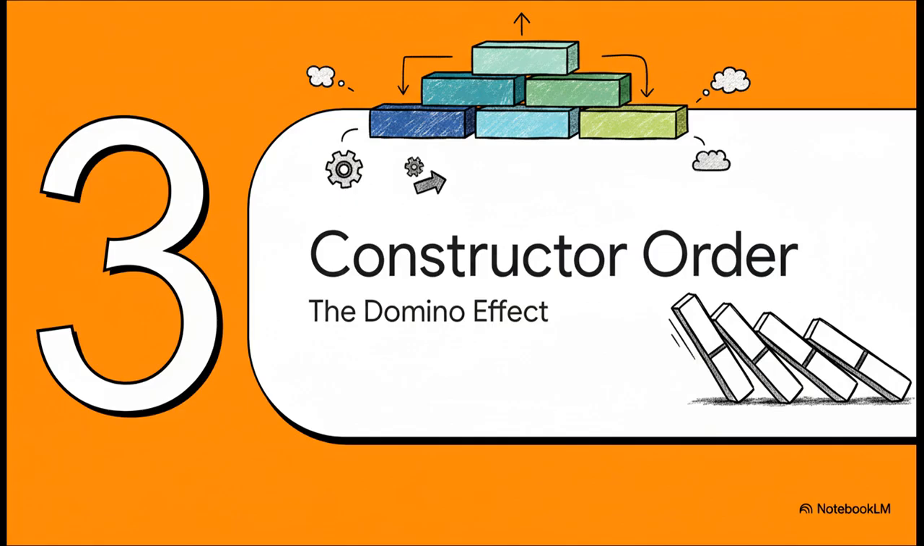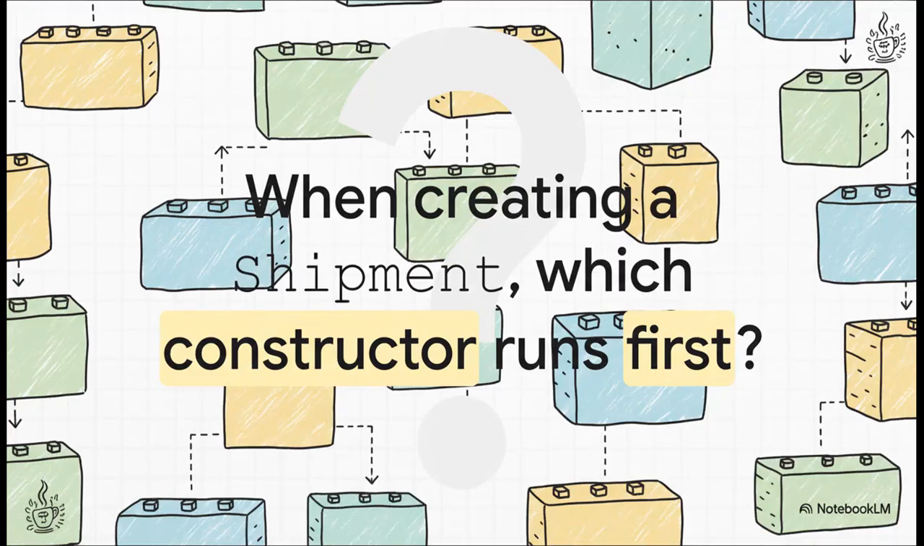Okay, so we've built our stack of blocks, but there's this really cool hidden mechanism at play here that we need to talk about. It's the order in which Java actually builds these things. I like to call it the constructor domino effect. So think about it for a sec. When your code says new shipment, which constructor actually gets called first?